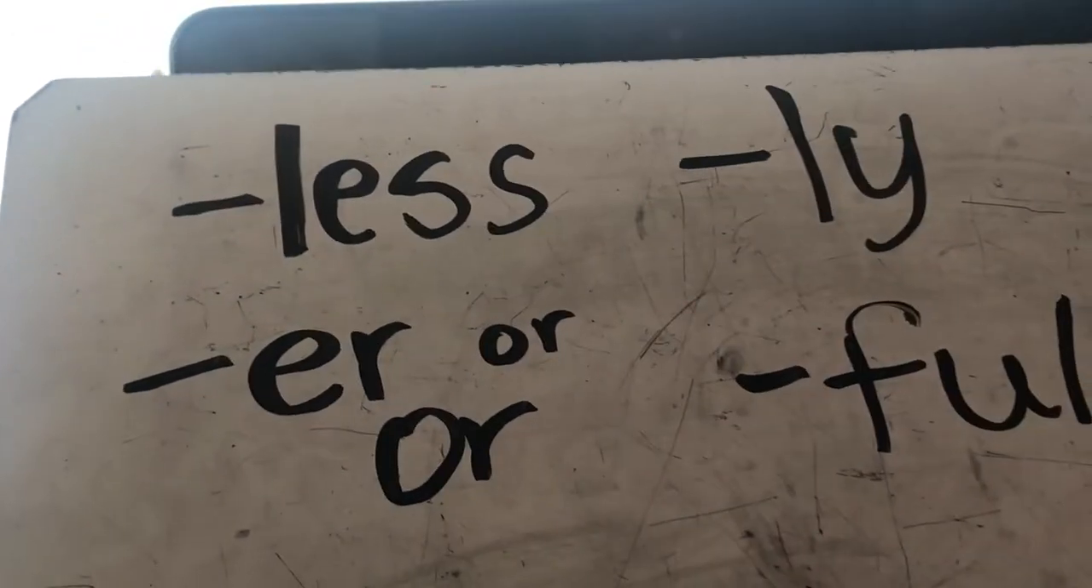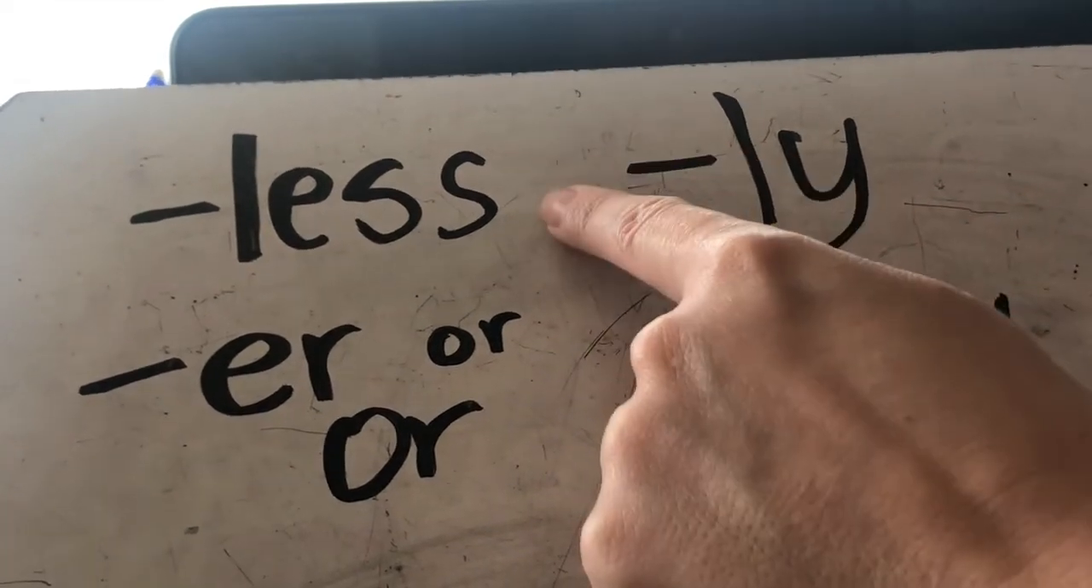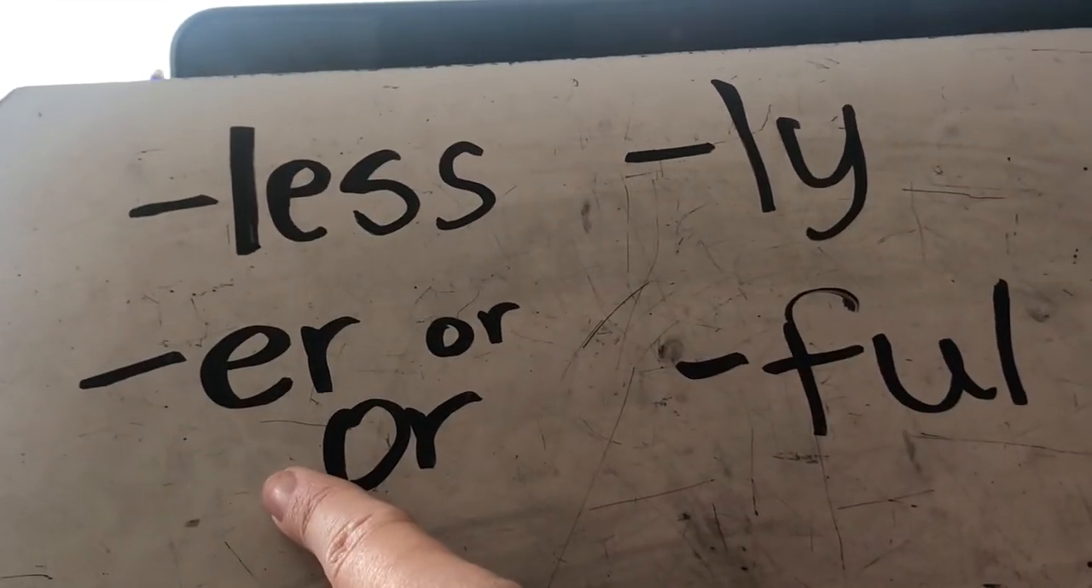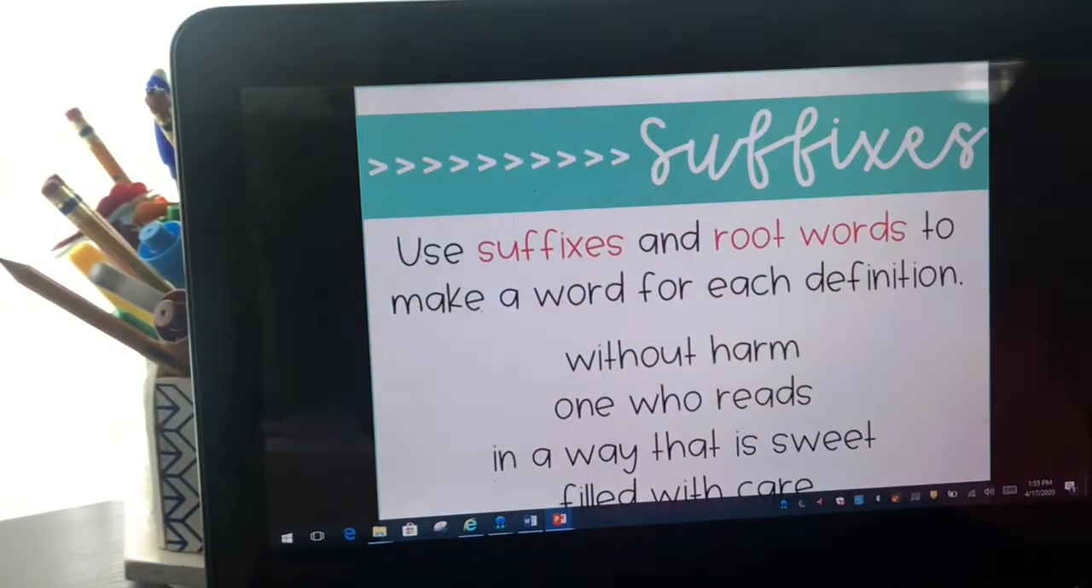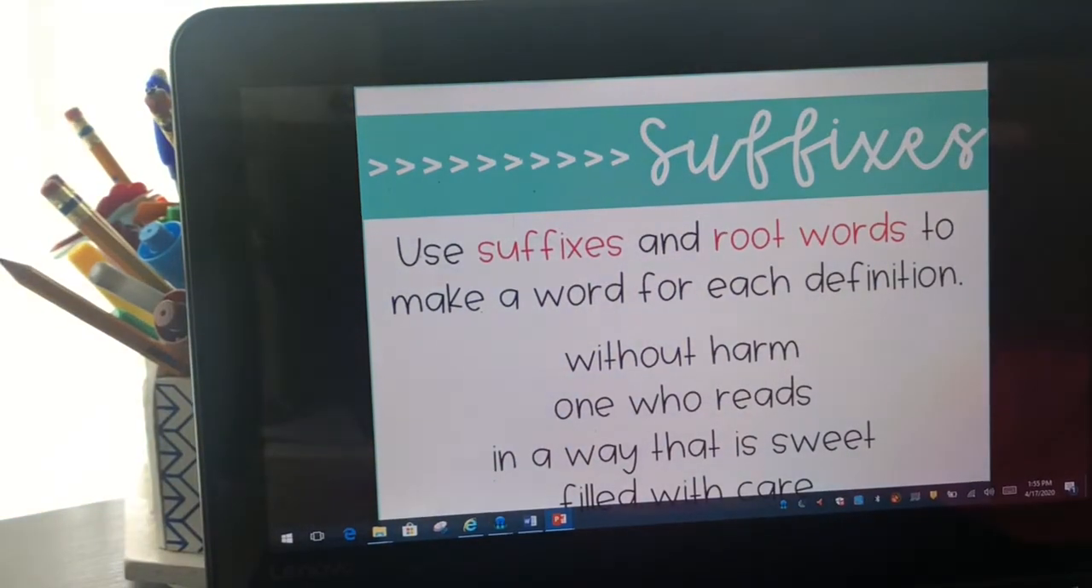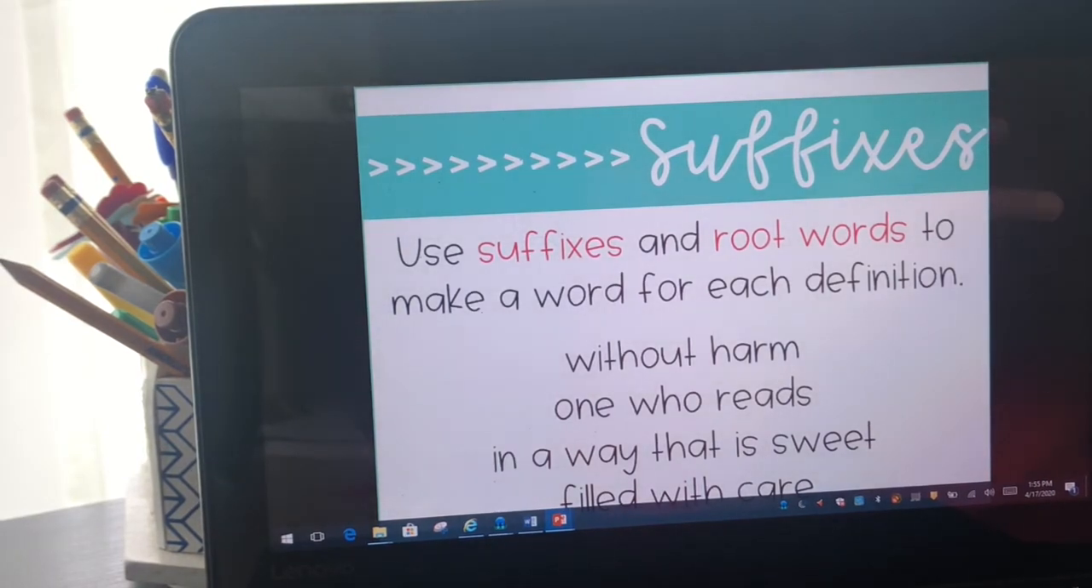Moving on to the next word, in a way that is sweet. If you are doing something in a way that is sweet, is that sweet less, sweetly, sweet full, or sweeter? All right, let's think about that. If you said sweetly, you are correct.